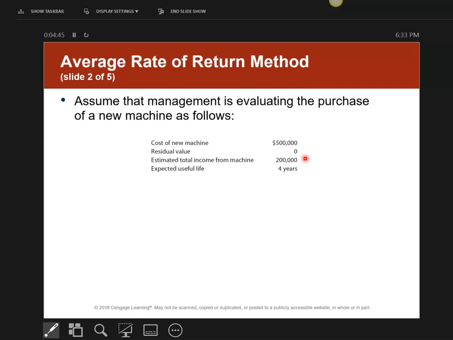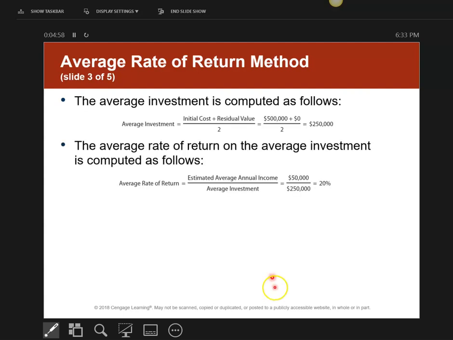It's estimated to give me a total income of $200,000 over 4 years. If I know that $200,000 is what I'm going to get over 4 years, then I know what my average annual income is going to be. Let's drop this into our formula. The first thing we calculate is the bottom number, the average investment: my initial cost plus my residual, divided by 2. That ends up being $250,000. Now I plug this into my return. The $50,000 is because it was estimated to give me $200,000 over the life of 4 years. $200,000 divided by 4 is $50,000 each year.